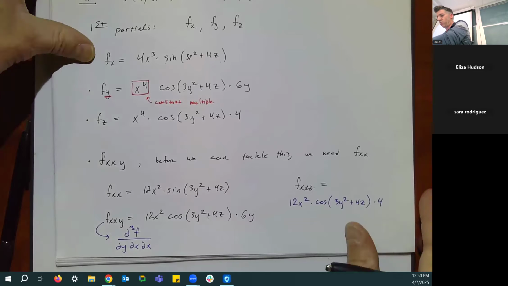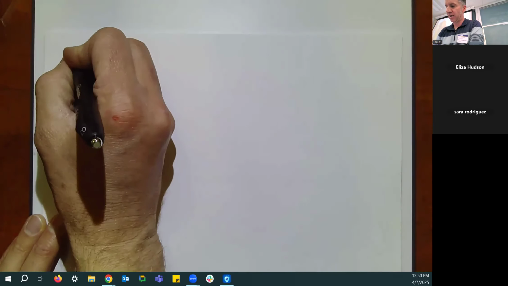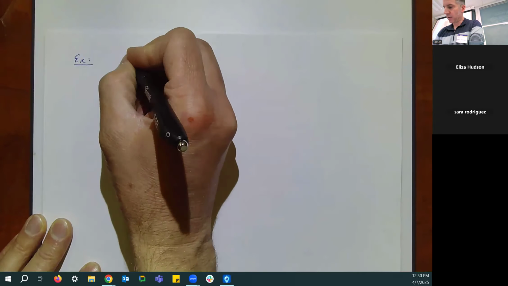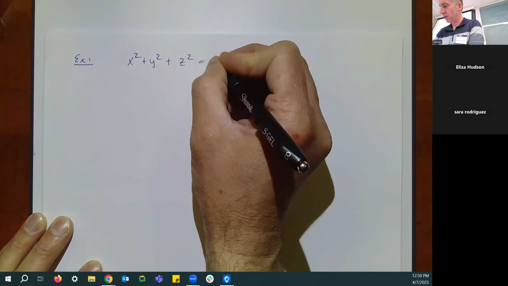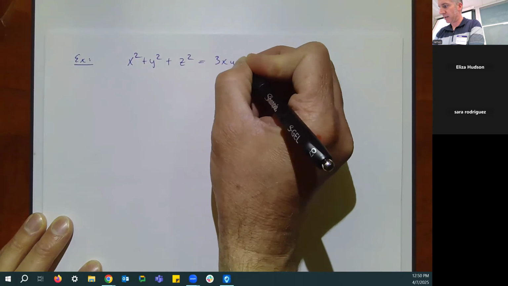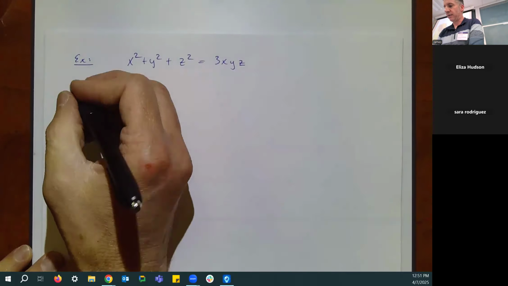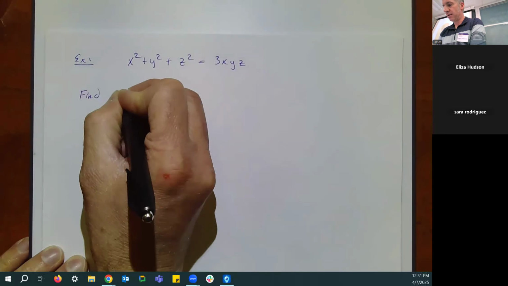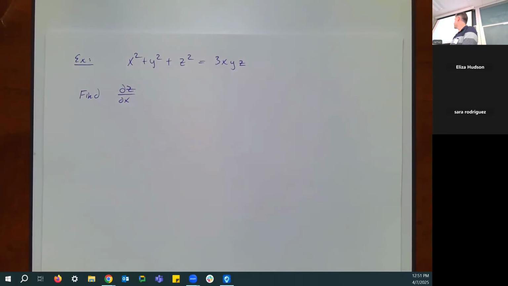So, what if instead of having a function of some variables, we have an implicitly defined function, meaning we have something like x squared plus y squared plus z squared equal to 3xyz. And I'm asked to find del z del x. So there's kind of two things going on here.